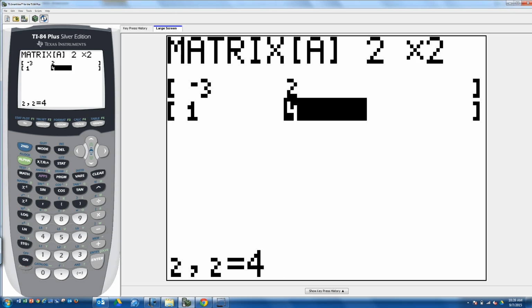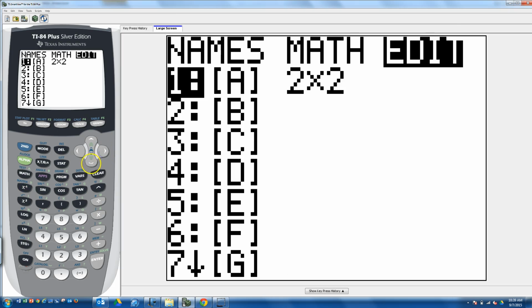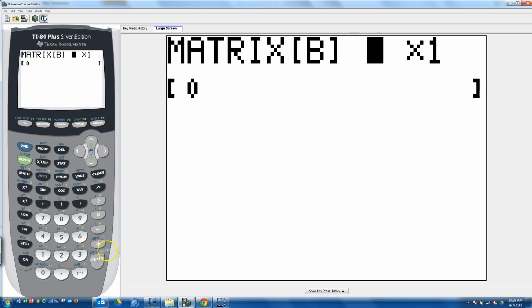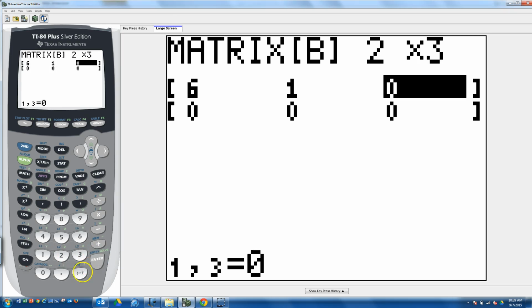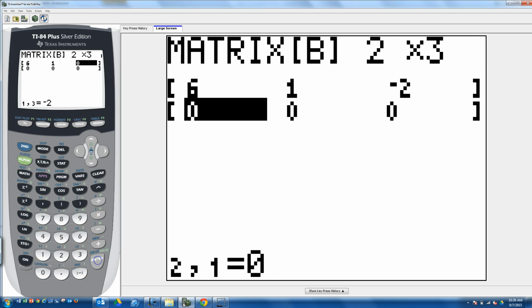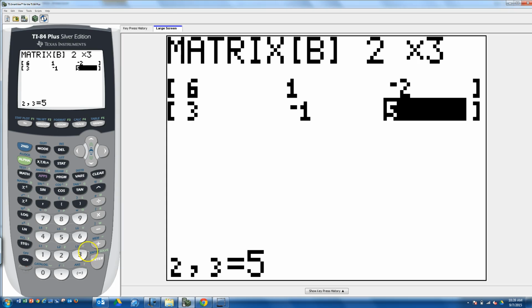I need to enter the second one. I'm going to call that matrix B. So if I hit second, that x to the -1 again, I can move over and enter in B, and B is a 2 by 3. And you can type in all your numbers: 6, 1, -2, 3, -1, and 5. Alright.